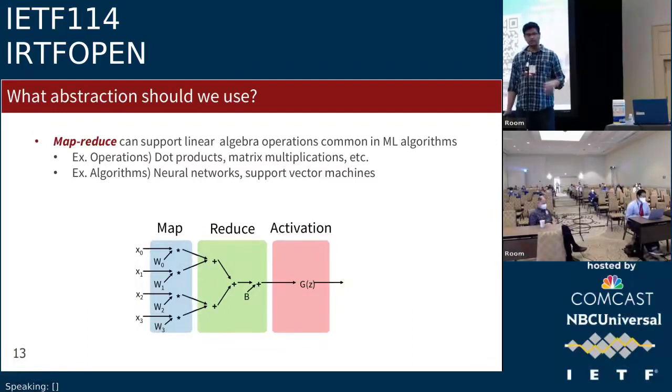Just as an example, I have here in the picture a single neuron from a deep neural network. You can see exactly how map and reduce are applied in this case. In the blue box, we are doing an element-wise multiplication. That's our map, multiplying inputs and weights. Then we're applying a reduction, which essentially adds all the values together and produces a scalar value from your vector of inputs. And then finally, we apply an activation function.